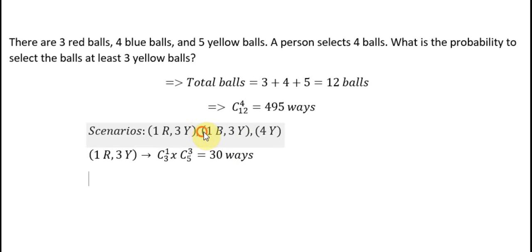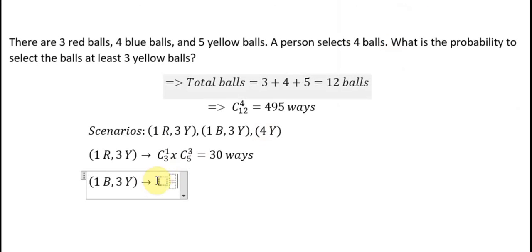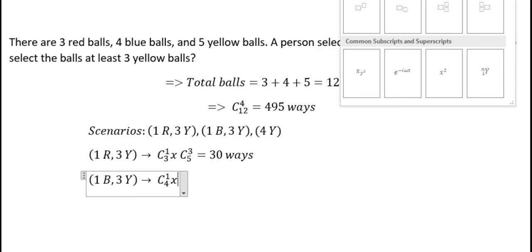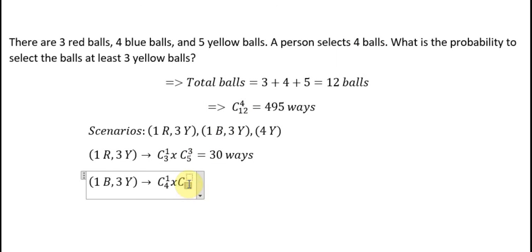The next scenario is 1 blue bond and 3 yellow bonds. In this situation, we have 1 blue out of 4, so we put 1 and 4 here, multiplied with C, and we have 3 yellow bonds, so we put 3 and 5 here. There are 40 ways.